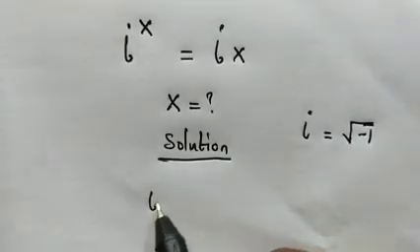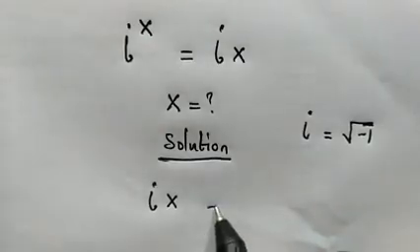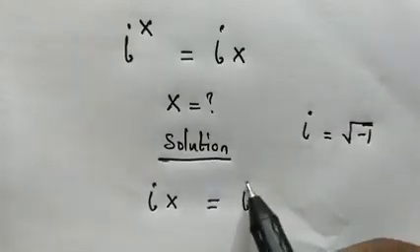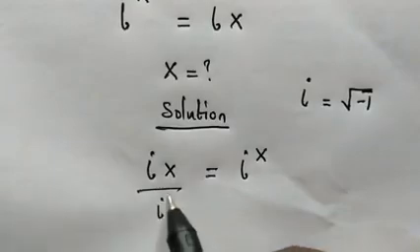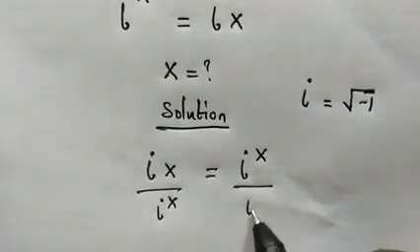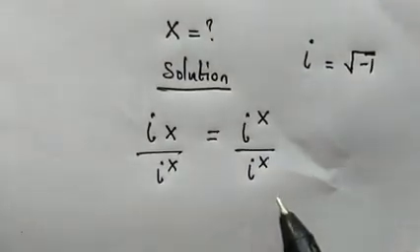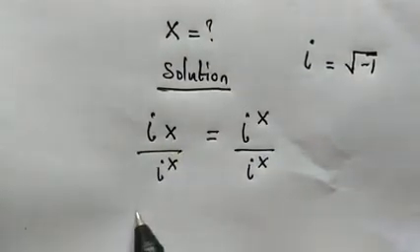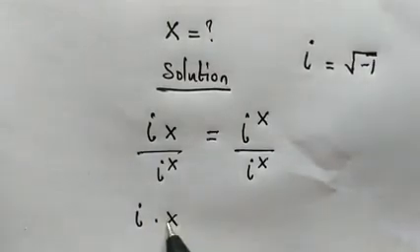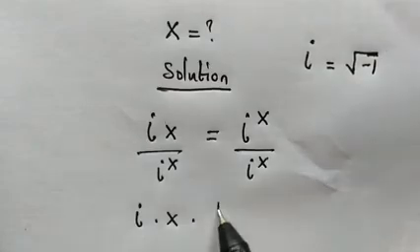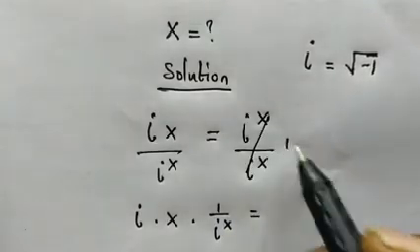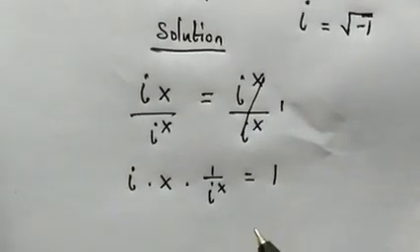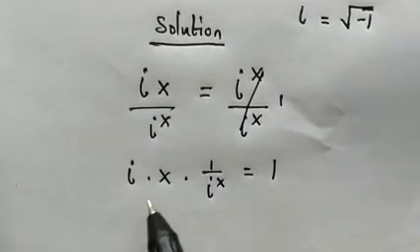The right hand side will have i multiplied by x. This is equal to, from the left hand side, i raised to the power of x. Now let us divide both sides by i to the power of x. So here we're going to have i multiplied by x multiplied by 1 over i raised to the power of x. So this will be equal to 1.